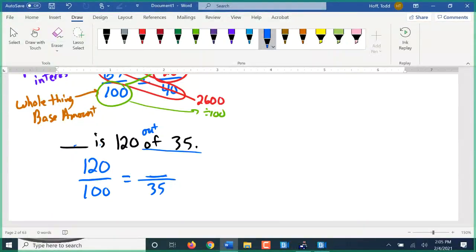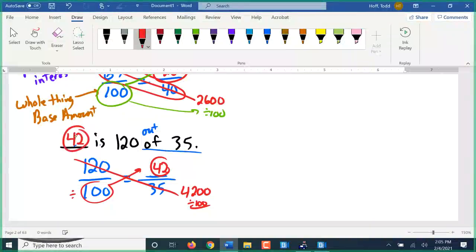Once again, we're going to cross multiply and divide. So we find the two numbers that are diagonal with each other. That's the 120 and the 35. That's going to give us 4,200. And we divide by the number that's diagonal with our missing number, which is going to be the 100. Dividing by 100 gives us 42. So 42 is 120% of 35.